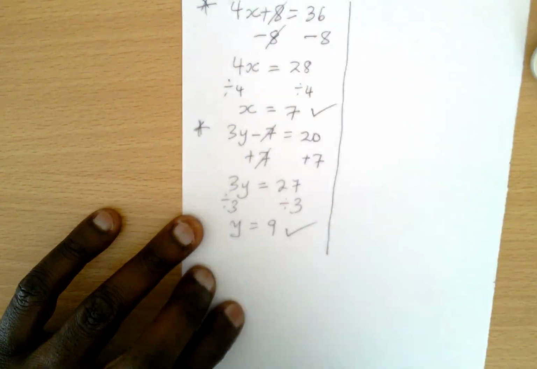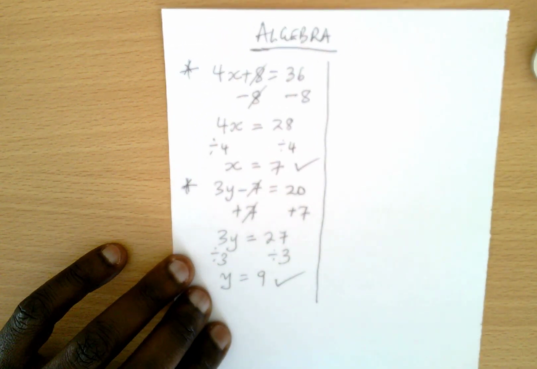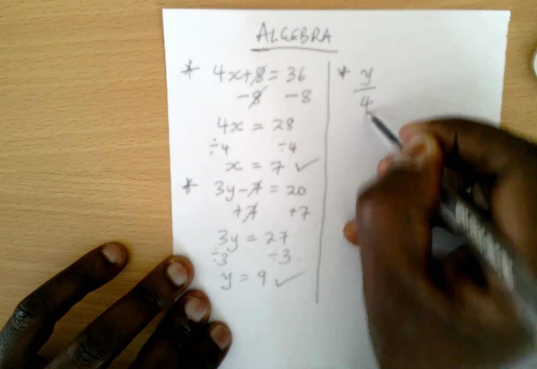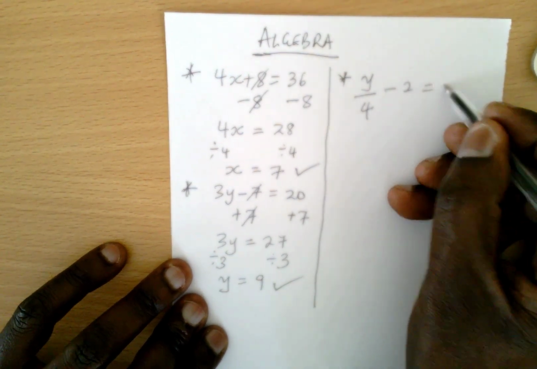Good. Perfect. I hope you get that. Now, the next example I'll do, still a two-step equation, I'll use that star to differentiate them: y over 4, or y divided by 4, minus 2 is equal to 2.